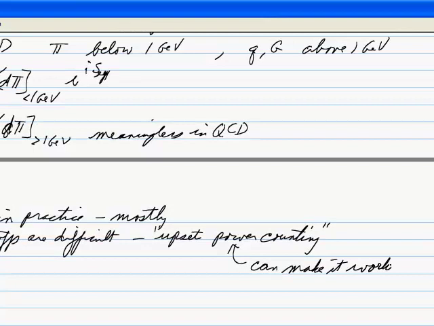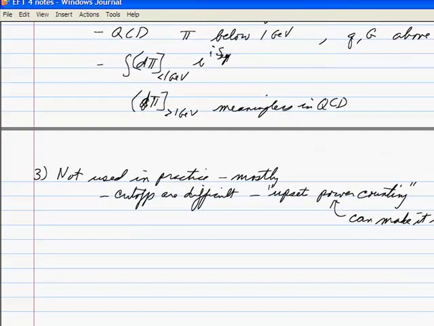You can, since the cutoff doesn't change the physics, you can always make it work, but it's always a little bit subtle to do it. So people then use dimensional regularization. So there's no cutoff.